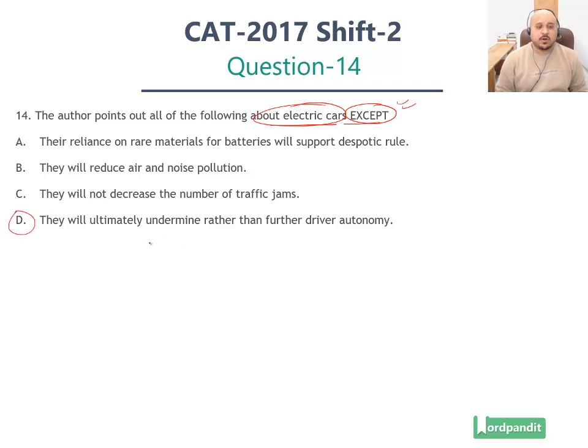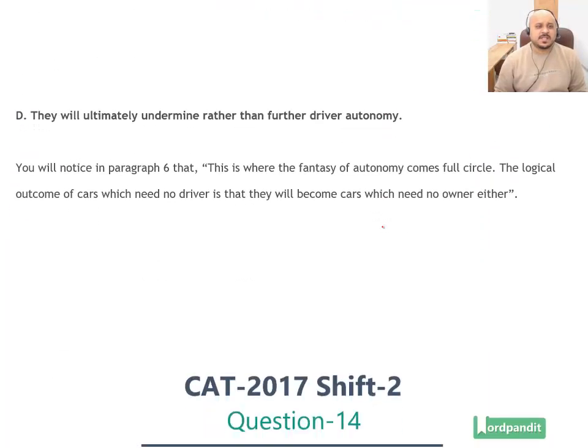Option number D is the odd one out, and there is a specific reason for this. Even though this option might seem deceptive to you, they will ultimately undermine rather than further driver autonomy. Seems like a correct option. There was some kind of a reference for this option in the passage, right? Let's refer to those specific lines.